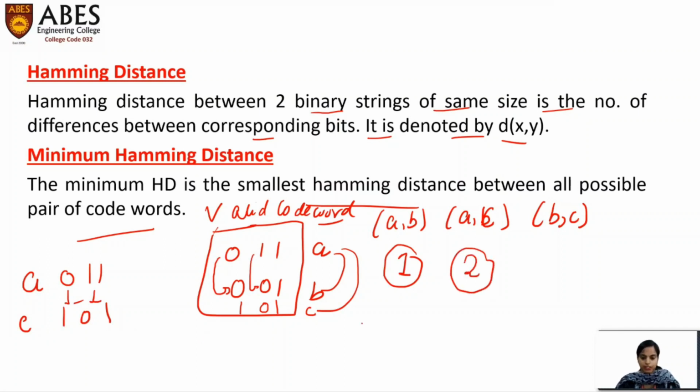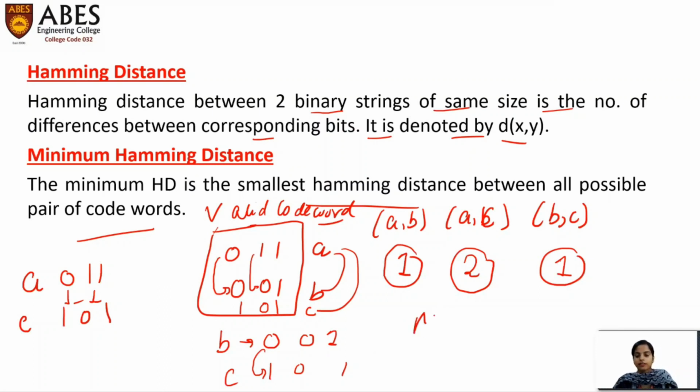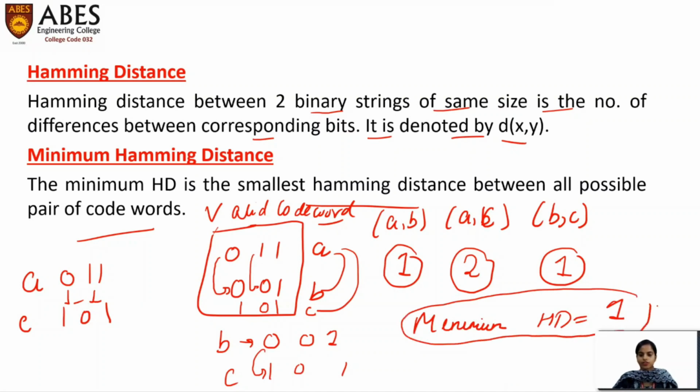Now we'll check for B and C. The value for B is 001 and for C is 101. You can see that one bit changed and the remaining two bits are the same. So the Hamming distance of B and C is 1. The question is to find the minimum Hamming distance among all these pairs. So the minimum Hamming distance is 1. This is how you will solve such types of questions.